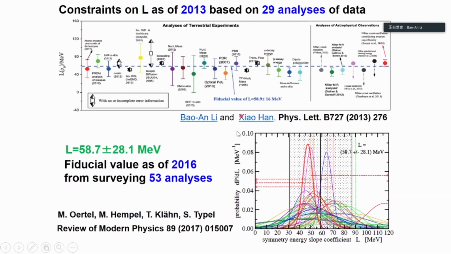As time goes, there are more analyses. By the time of 2016, there were about 53 analyses available, and this plot shows you the distribution of the slope parameter of symmetry energy. The global average from these 53 analyses gives you about 58.7 plus or minus 28 MeV. So as you look at more results from very different analyses, the average remains roughly the same, but the uncertainty spreads out a little bit. So this was the situation around 2016.